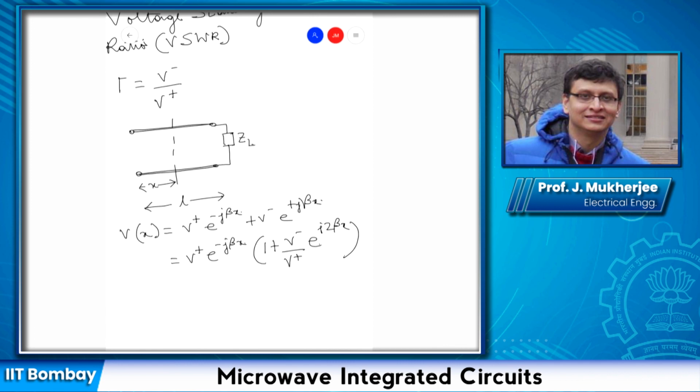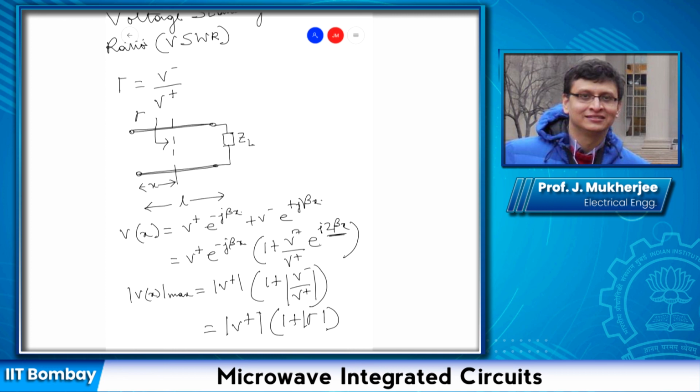Now the maximum value of V of x will be given by, so the maximum value happens when this phase 2 beta x equal to 2 pi, so that these two terms, this term and this term, just add up, and the value will be given by 1 plus V minus upon V plus, and this we can write as 1 plus the magnitude of the reflection coefficient at this point. Okay.